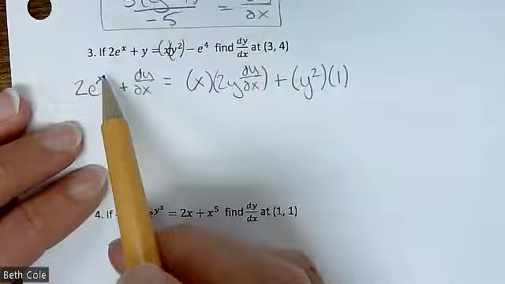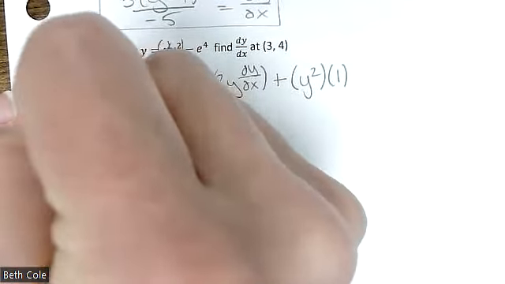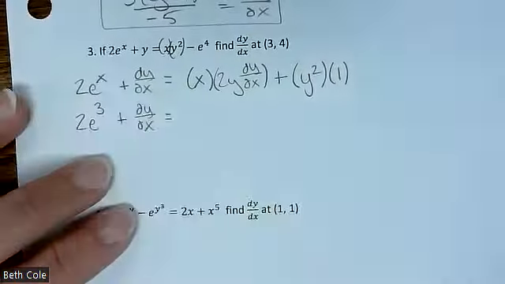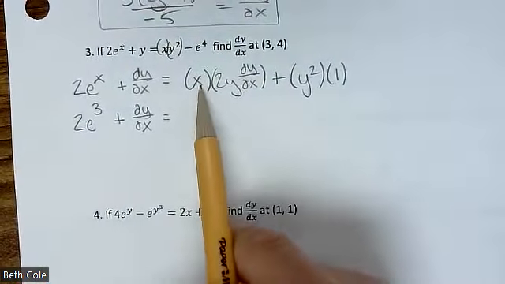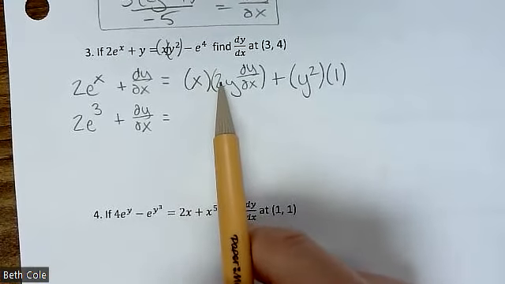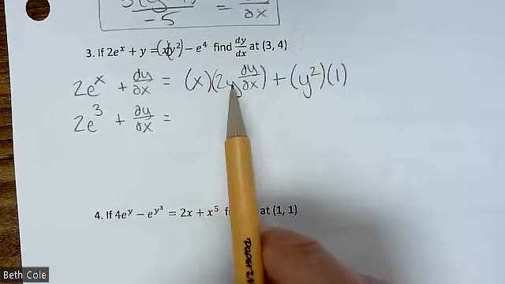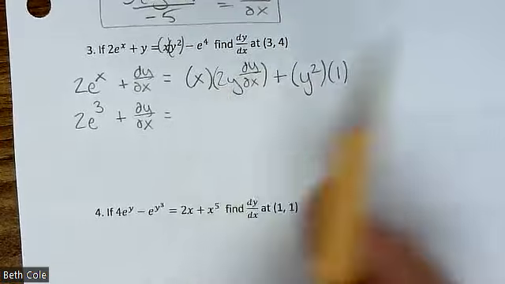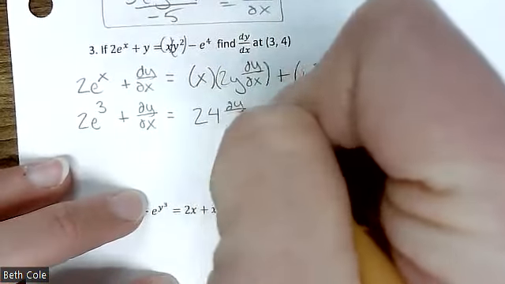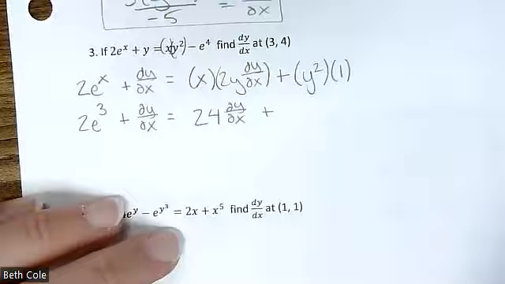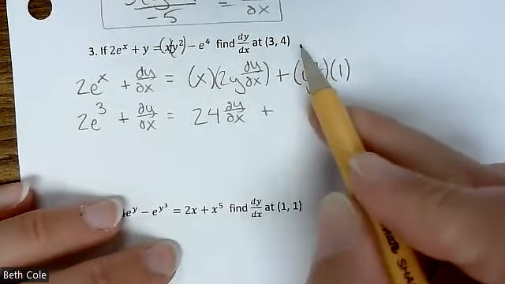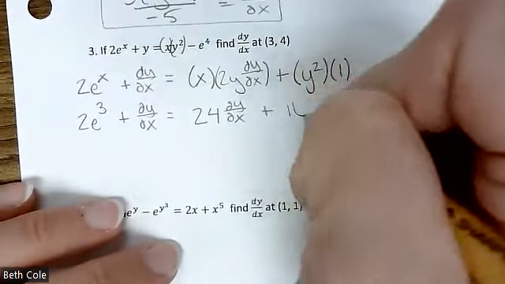So that would be 2e to the third plus dy/dx, that's what we're trying to find, equals, all right, x would be 3 times 2 would be 6, and then times y is 4, so 3 times 2 is 6 times 4 is 24 dy/dx plus, and then what would that last part be? Good, 4 squared gives you 16.